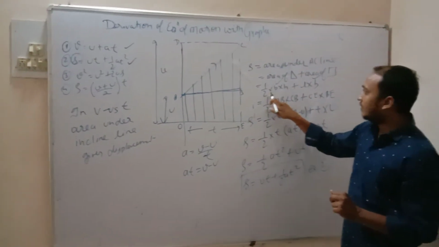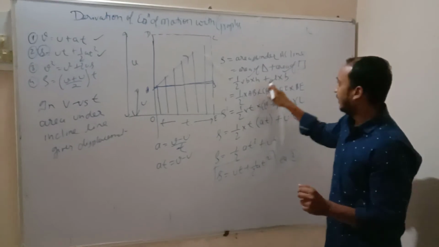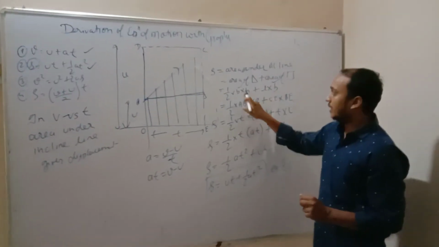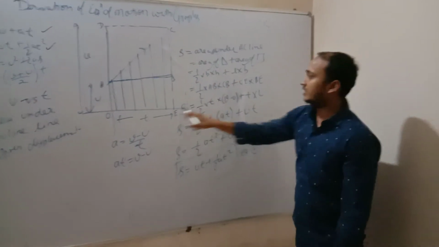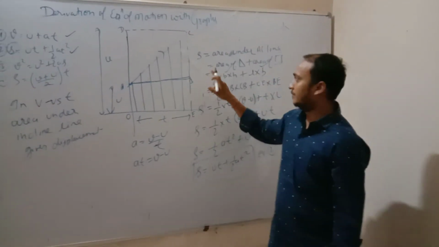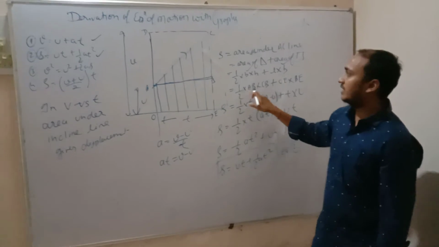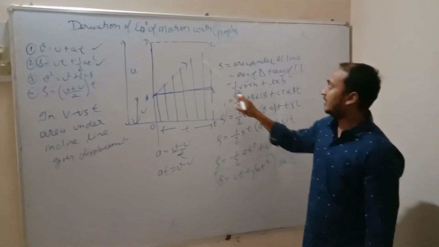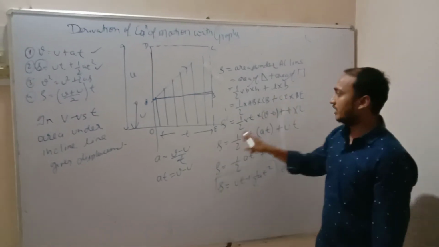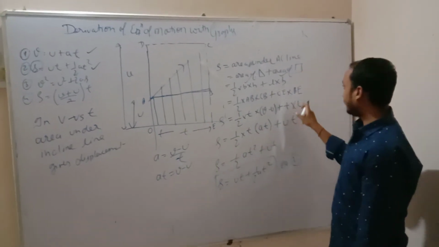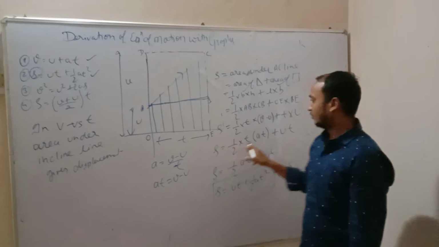Area of triangle is what? Half into base into height. Area of rectangle is what? Length into breadth. Base is AB, height is CB, length is OE, breadth is OB. So putting the values, AB is T. CB we have already found, V minus U. OA is T and OB is U.